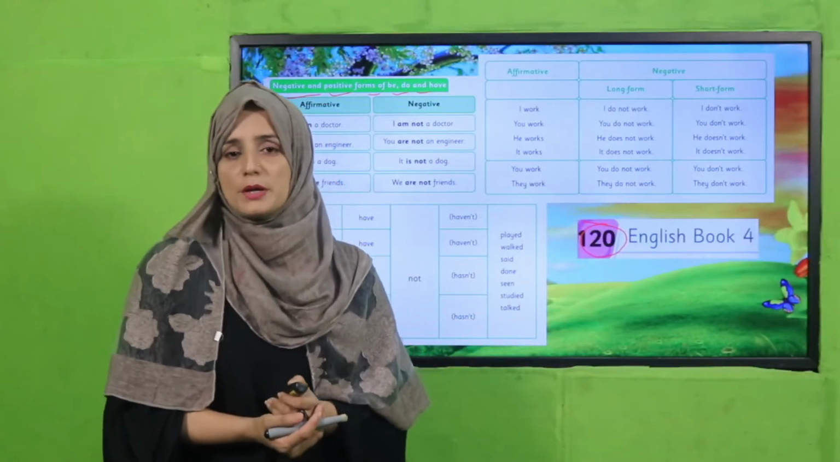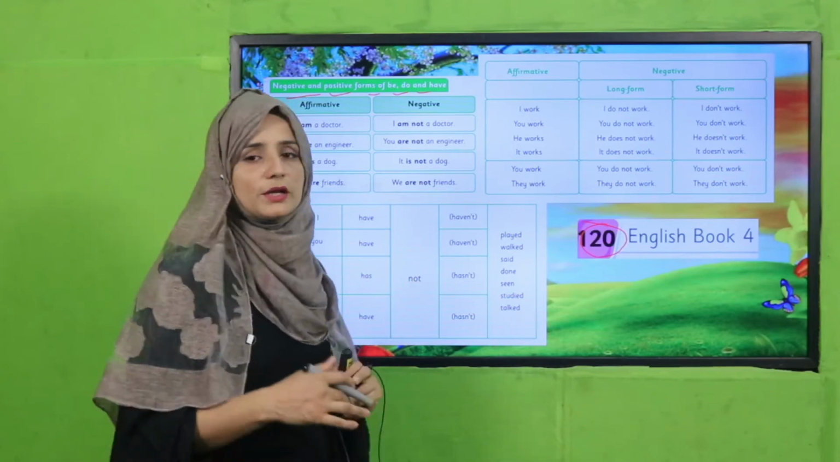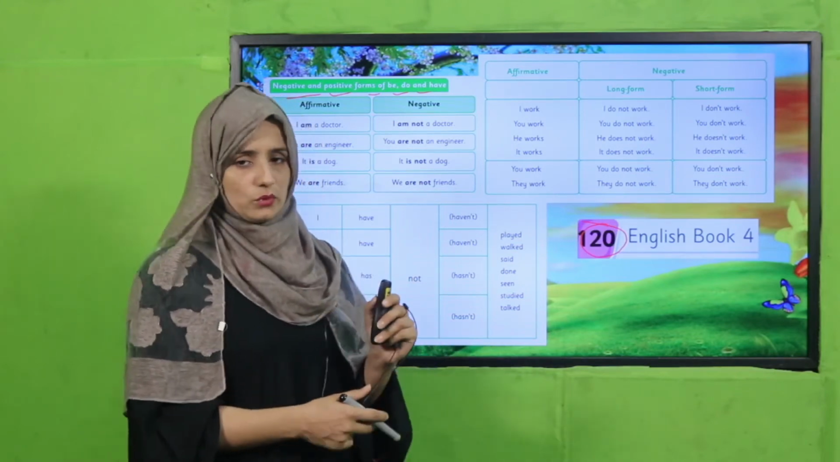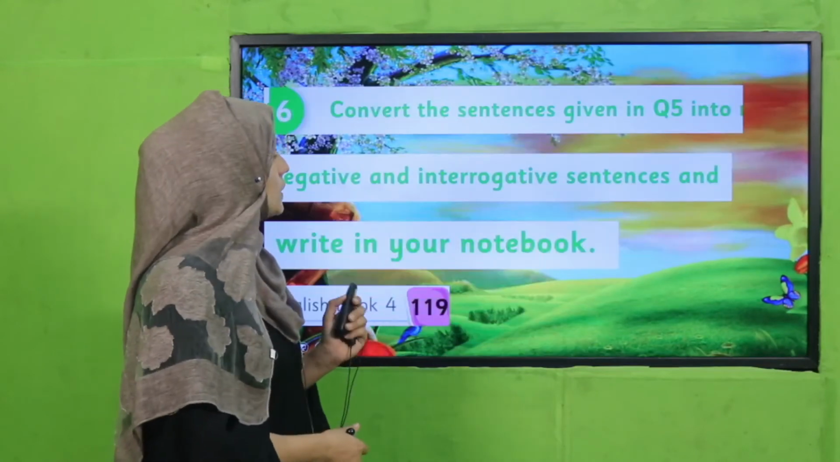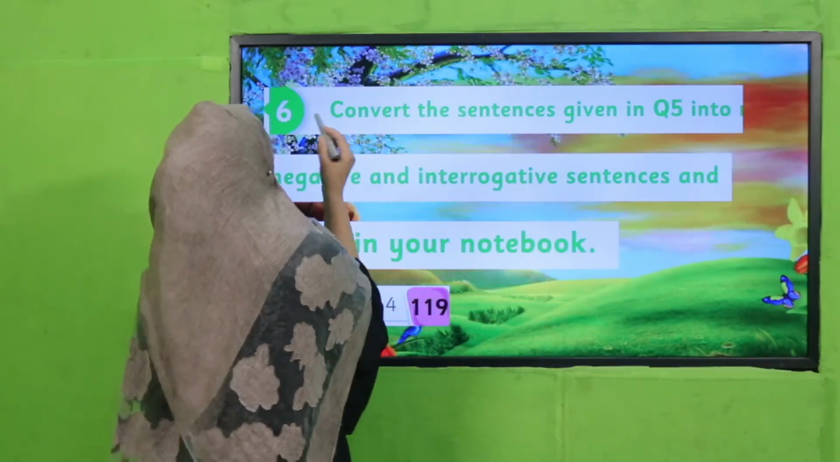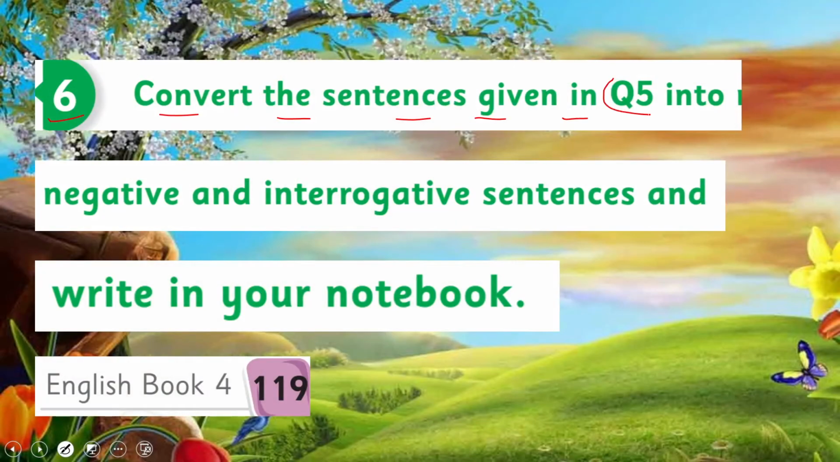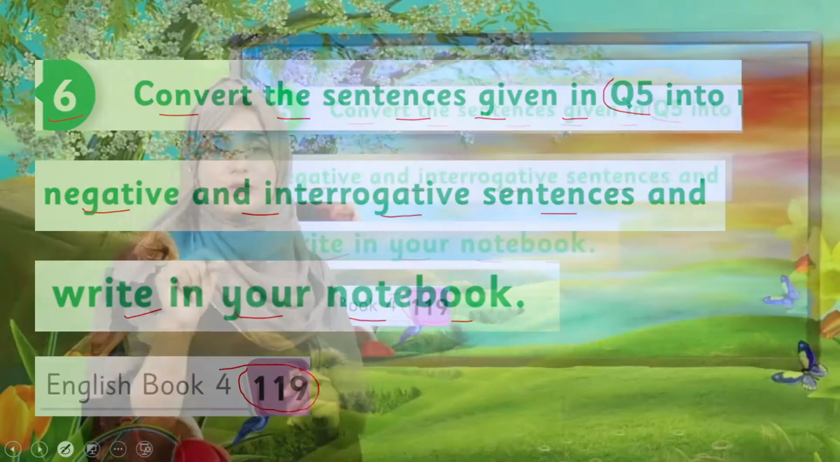Welcome back and excellent job. Now I hope you have got how we can change positive form into negative form. Good job. So what's our homework for today? What is our classwork? Question number 6, convert the sentences given in question number 5 into negative and interrogative sentences and write in your notebook on page number 119. My dear teachers, guide your students.